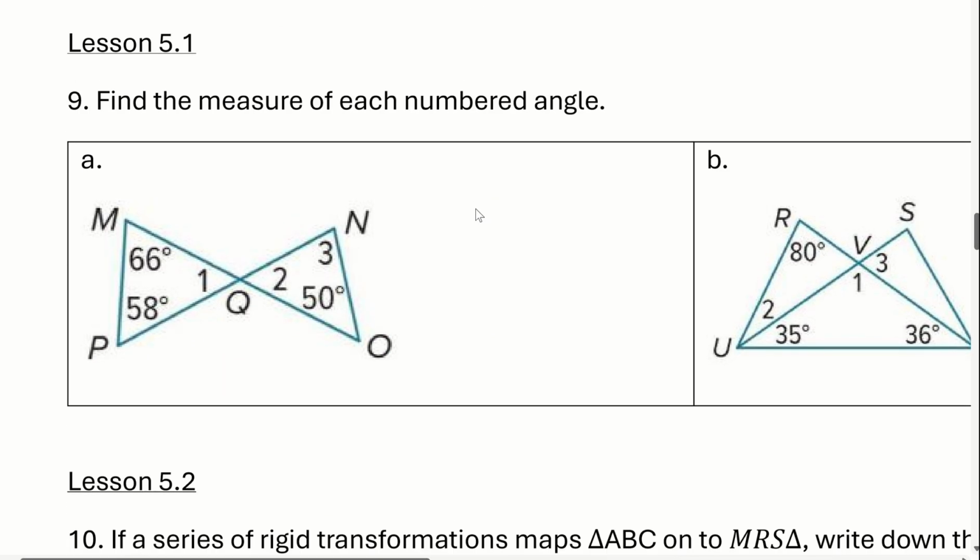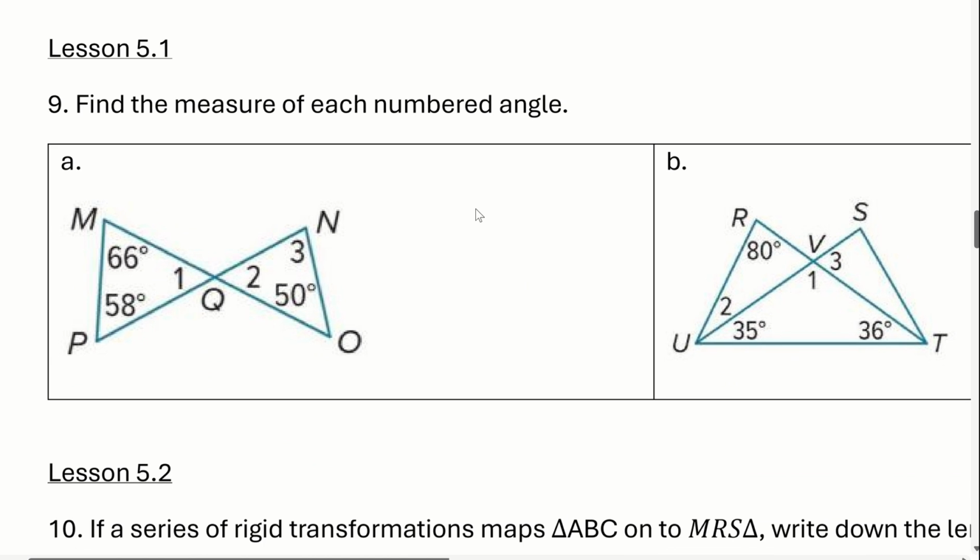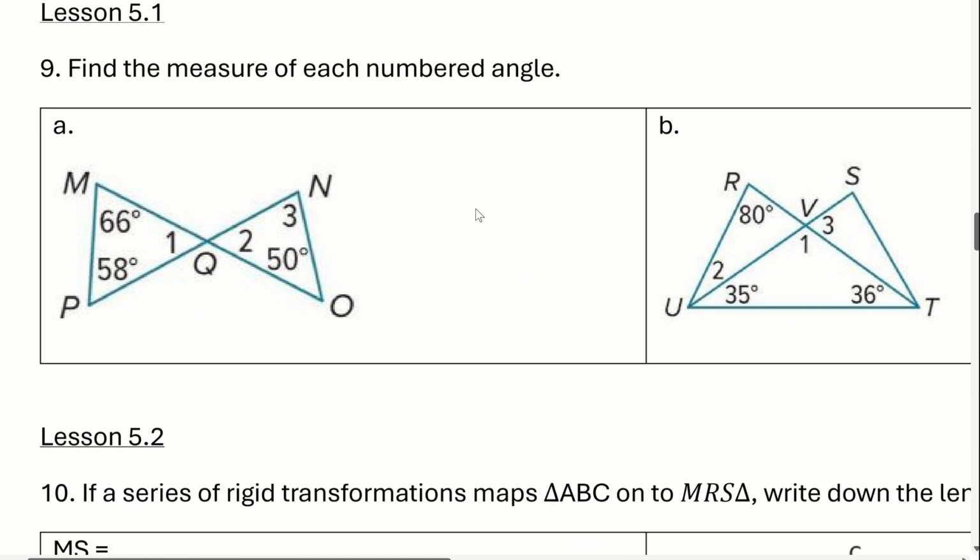All right, now we're in chapter 5. So that was chapter 4. Let's look at stuff for chapter 5. Find the measure of each numbered angle. All right, so lesson 5.1 is about triangle angle sum theorem and exterior angle theorem. So remember that the angles in a triangle add up to 180 degrees, things like that.